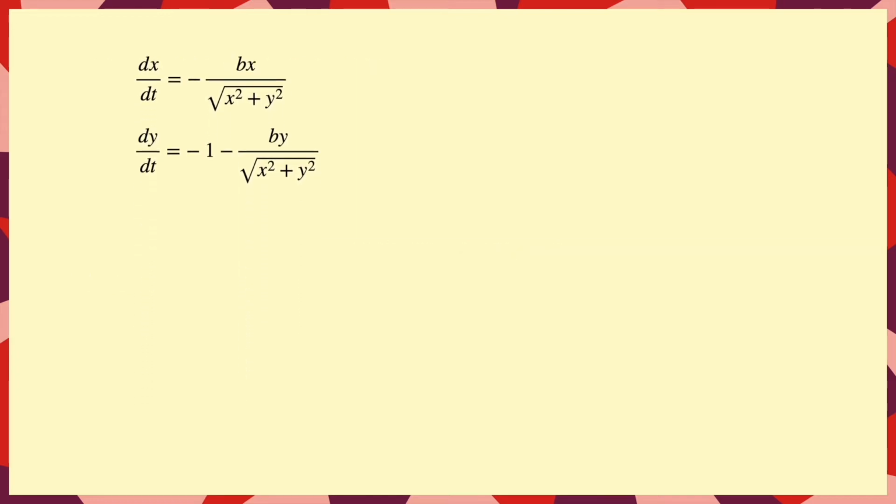Now that we know dx/dt and dy/dt, we can work out the gradient of the path, dy/dx, as dy/dt times dt/dx, which gives us this. Here we would like to separate the variables so that we have x on one side of the equation and y on the other. But in this case, that just isn't possible, so we'll have to try a different approach.